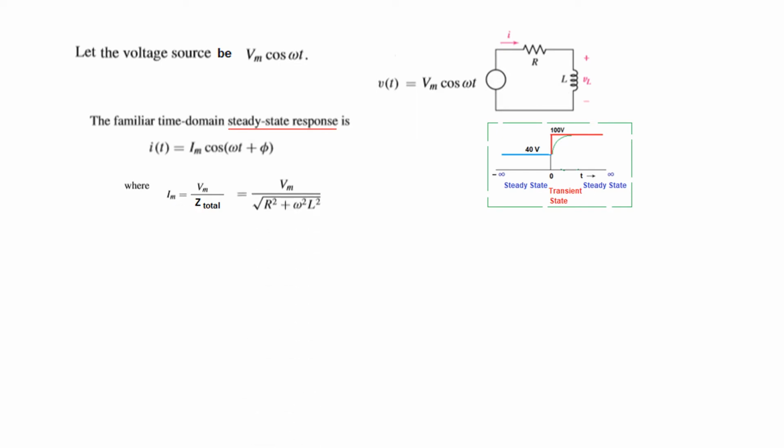And so it will become Vm, and Z total is the amplitude of the two added, so under root R square plus j omega L whole square. I am sure you have learned this earlier. And the phase angle phi is given by minus tan inverse omega L over R. And if you don't recall, you can see page number 381 of your book for explanation.